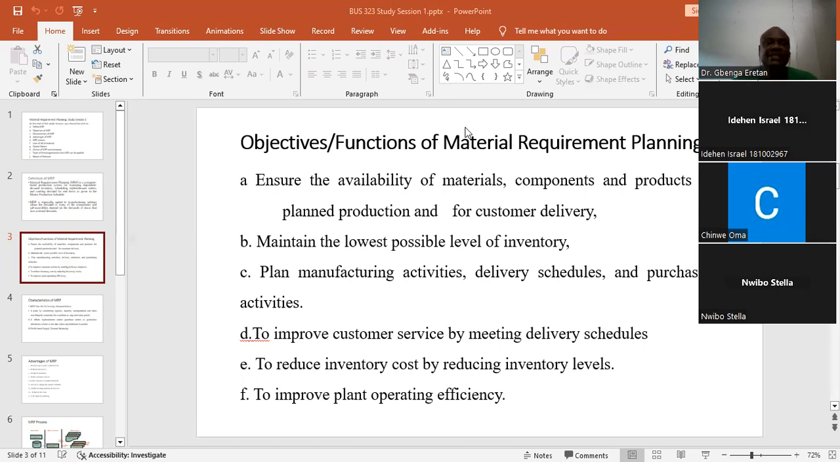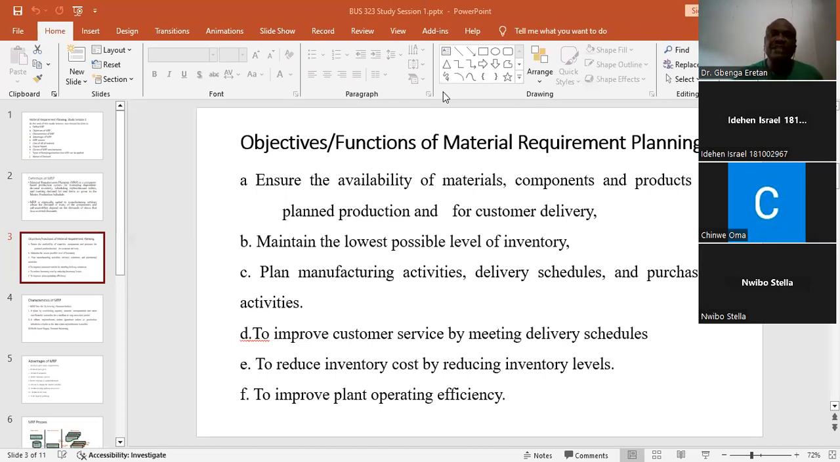Now, what are the objectives or functions of MRP? Number one, it ensures availability of materials, components, and products for plant production and customer delivery. That is the first objective of MRP, because MRP is a process that is used to ensure that you do not run out of stock.